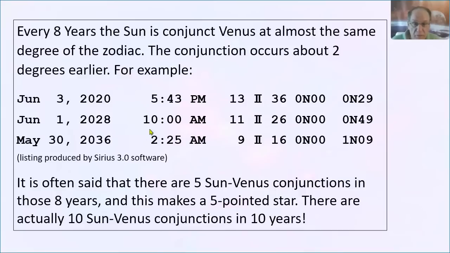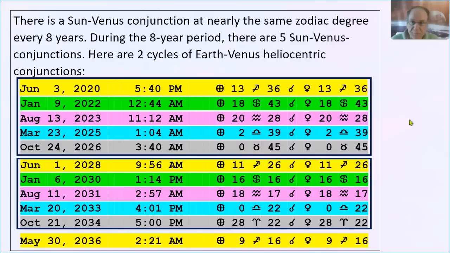And by the way, this listing is produced in the Sirius software. So if you're not able to get this listing and you would like to get it, and you're wondering how I got it, that's how I did it.